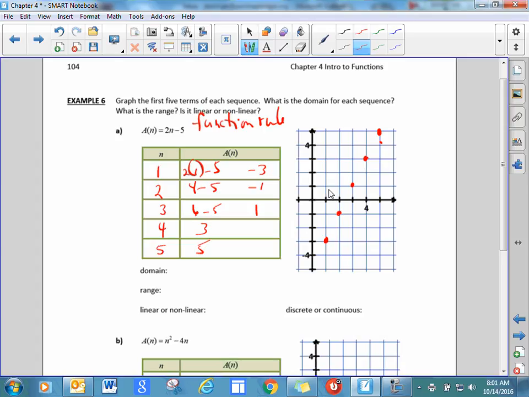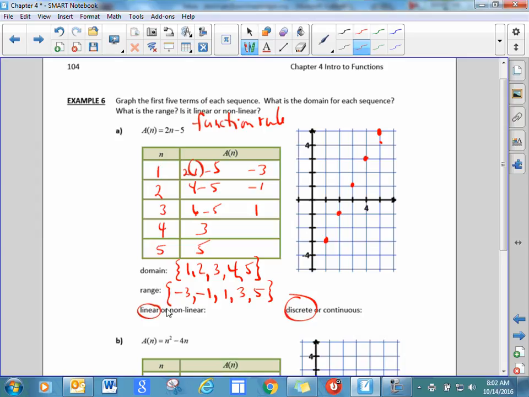So the domain, these are discrete points. So this is not a continuous graph. They ask us for the first 5 terms, and the domain is simply the x values that we used to get the y values. The range is these values over here, negative 3, negative 1, 1, 3, and 5. So this appears to be linear. I'm not going to connect the points because they're only asking us for the first 5 terms of the sequence. So it's discrete. We talked about that.